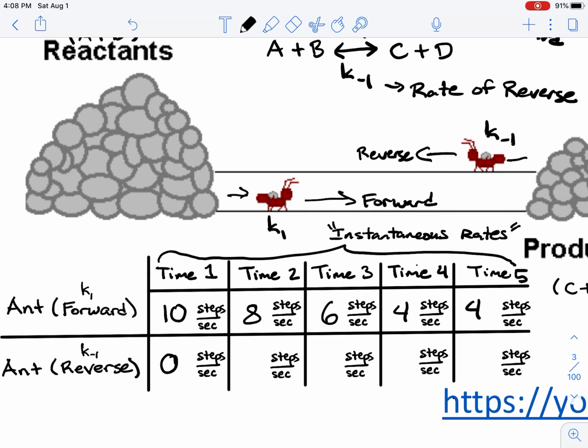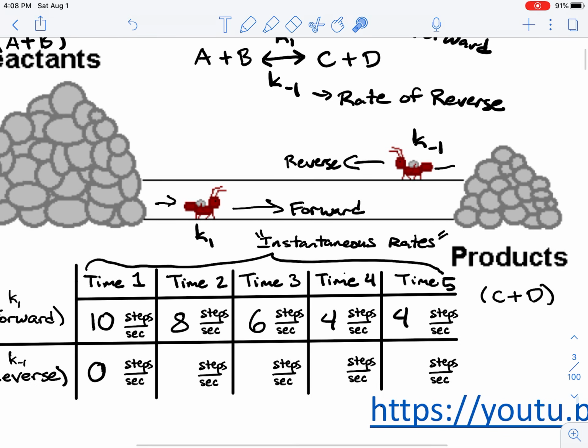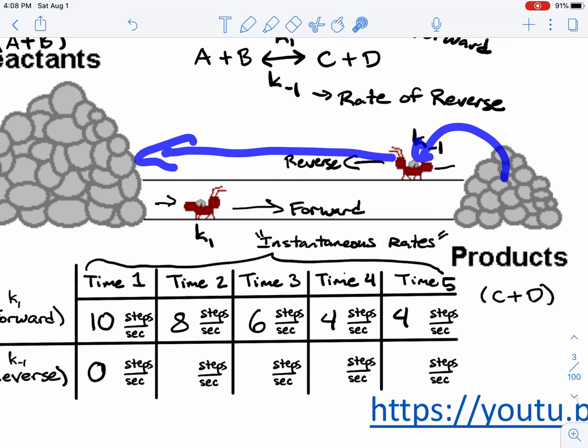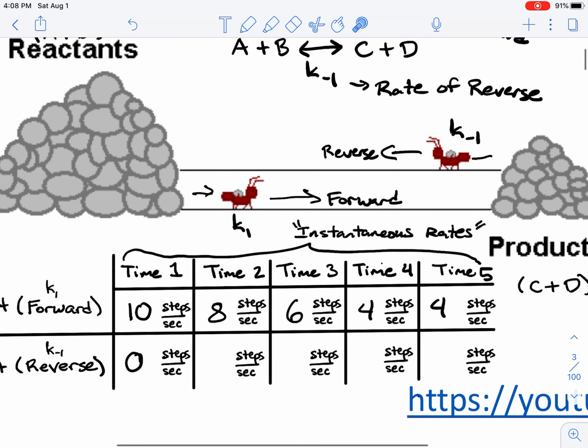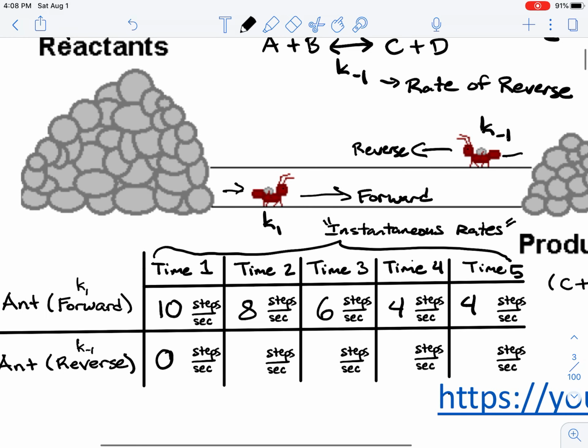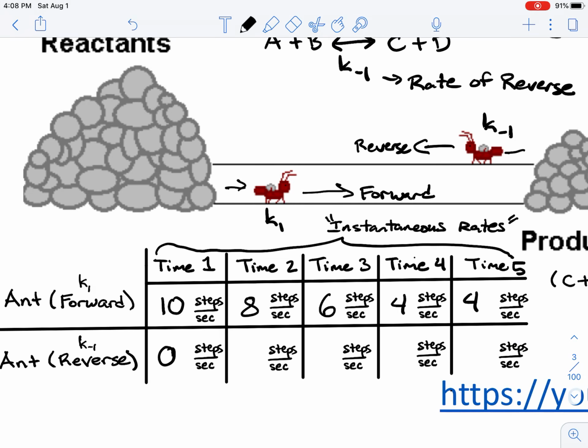And so looking at the ant that's going the reverse direction, once some reactant particles get converted to product, then some product can finally be loaded onto this ant, if you will, and moved back to the pile of reactants. And so after some period of time in which the amount of products accumulates, maybe the ant that's going the reverse direction is starting slow, right?